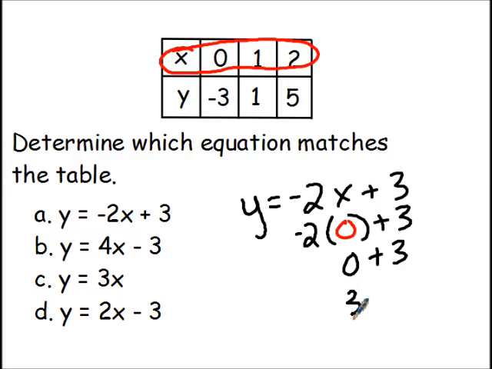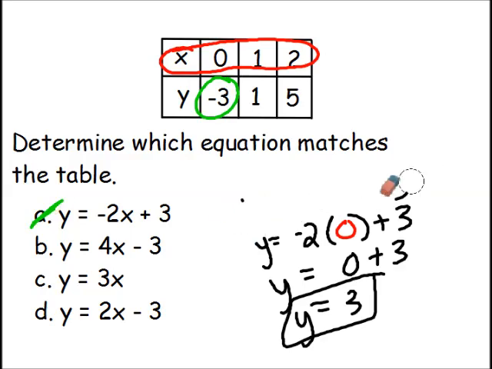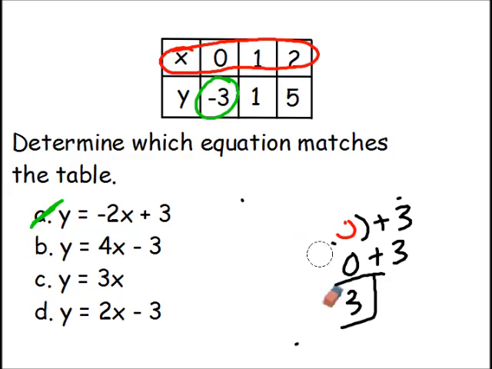So when x is 0, y is equal to -3. I'm sorry, y is equal to 3. Here in the graph, it says that y is equal to -3 when x is 0. So this does not make a true statement. Therefore, A is not the correct answer. Let's try B.